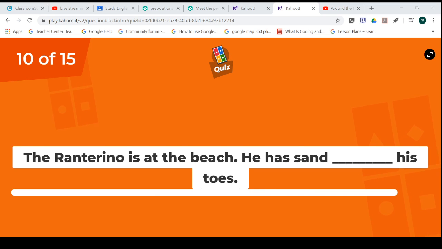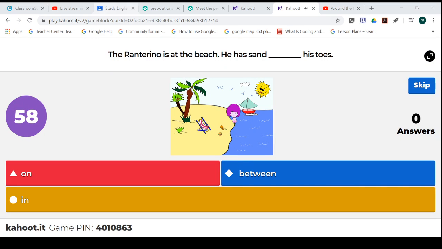Well, this is 2 sentences. So, the Ranterino is at the beach. We've got 1 preposition there. He's at the beach. He has sand on, in, or between his toes. And Limu, you can tell me in the live chat, what do you think of this one? Is this one still too easy, or is this difficult?